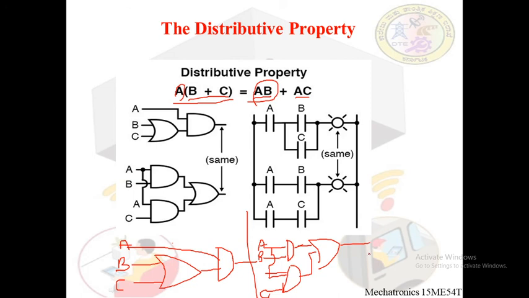So this is the final output. If the output from this circuit is Y and output from this circuit is Y, therefore both are same. The left hand side and right hand side are one and the same. Here the circuit diagram, analogous electronic circuit diagram, represents the same. So this can also be verified using a truth table. You can take it as an activity and verify the distributive property.